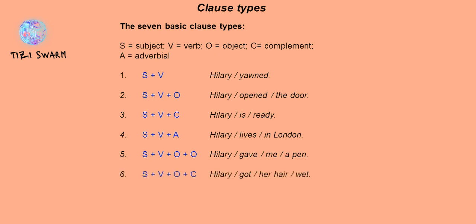Next possible pattern is subject, verb, object and complement. So Hilary got her hair wet.